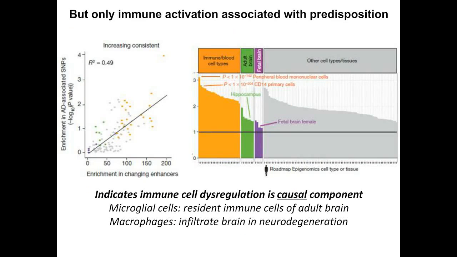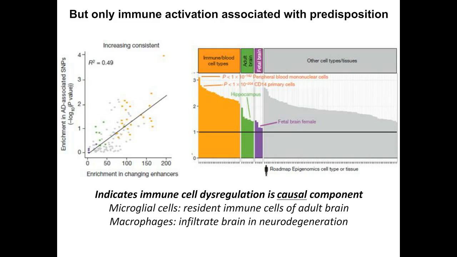But what's really striking is that the enrichment in disease-associated variants for these studies is happening primarily in immune cells, and in fact, you see a depletion in these fetal brain samples. What this is suggesting is that, in fact, immune cell dysregulation is a causal component of Alzheimer's disease, and this might be due to the microglial cells, which are resident immune cells of the adult brain, or the macrophages that infiltrate brain in neurodegeneration.